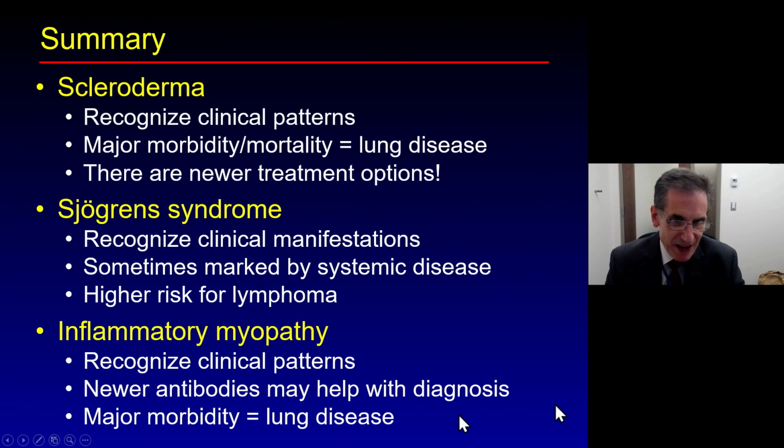And then in inflammatory myopathy, we recognize that there are different clinical patterns. There are a variety of antibodies that can help you make this diagnosis. And again, the major morbidity associated with inflammatory myopathy is lung disease or interstitial lung disease. If you think that someone has an inflammatory myopathy and they're not responding to treatment, as I mentioned, consider the diagnosis of inclusion body myositis, which is a difficult diagnosis to treat.